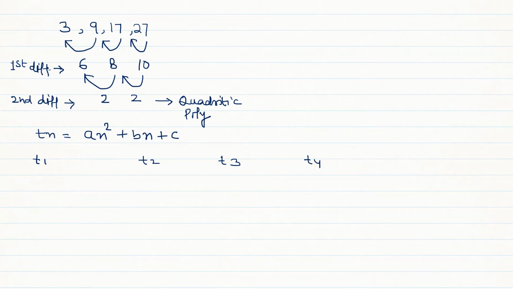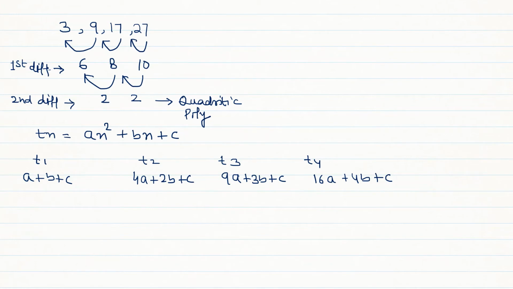So T1 means in the Tn expression I am going to put n as 1. So this is definitely a plus b plus c. My T2 would be 4a plus 2b plus c. T3 would be 9a plus 3b plus c, and T4 would be 16a plus 4b plus c.